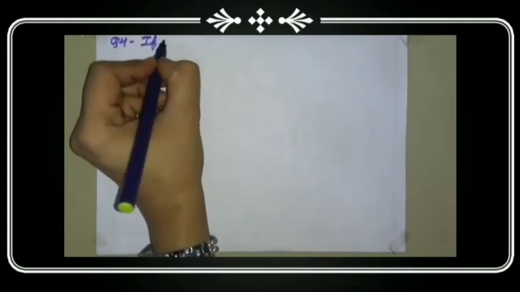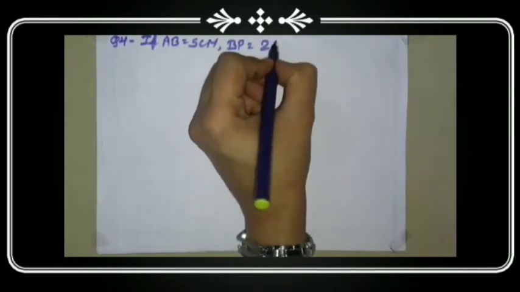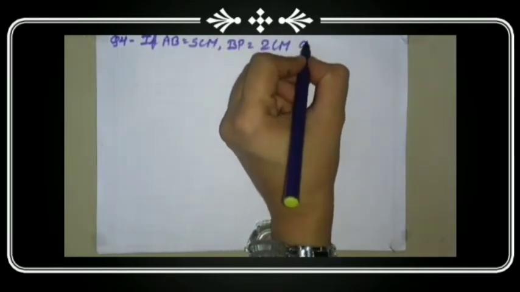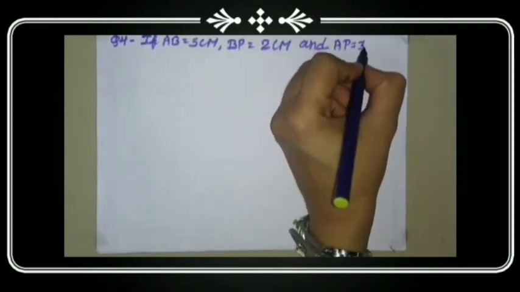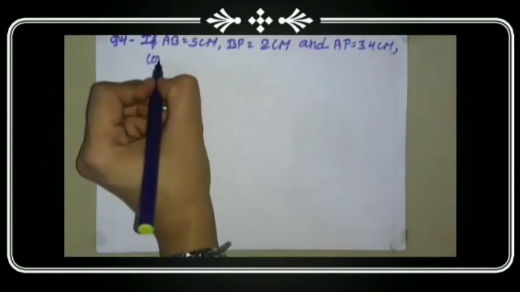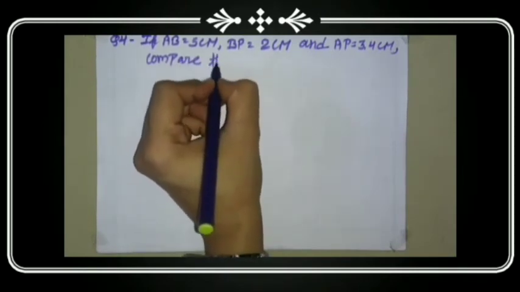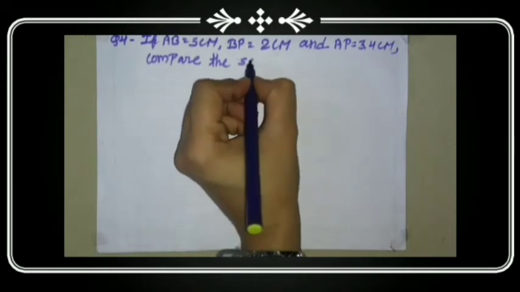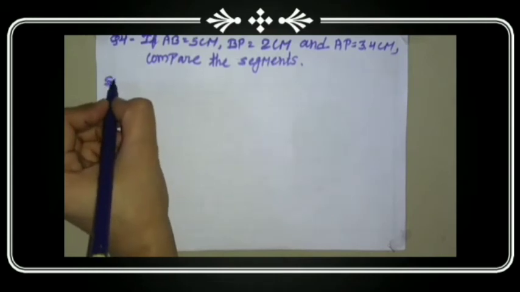Question number 4. If AB equal to 5 centimeter, BP equal to 2 centimeter and AP equal to 3.4 centimeter. Compare the segments. Solution.